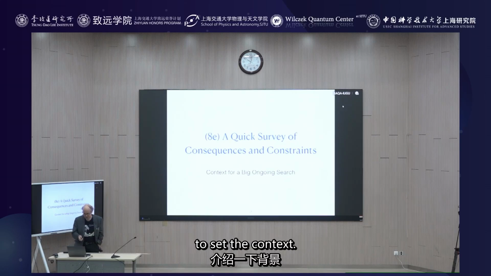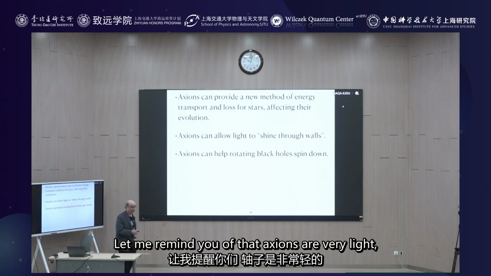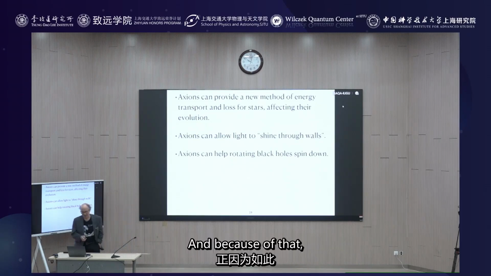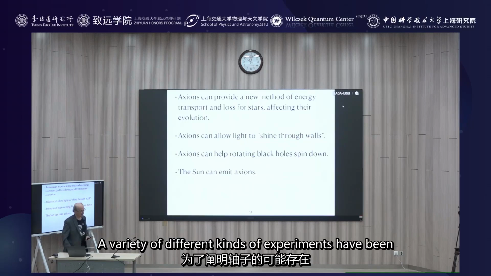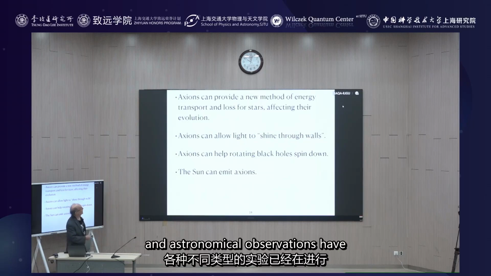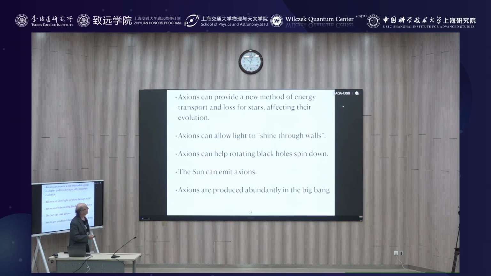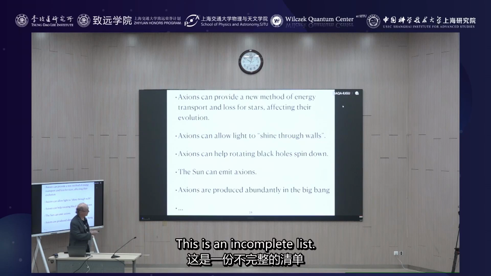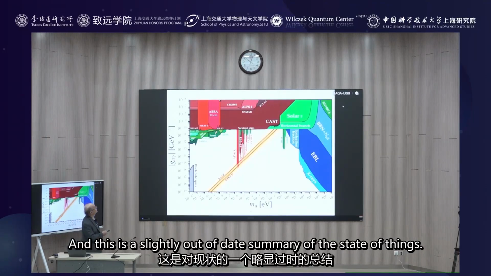To set the context, let me remind you that axions are very light but very weakly coupled particles, and because of that, they do unusual things, and a variety of different kinds of experiments, and astronomical observations, have been considered in order to shed light on the possible existence of axions. And this is an incomplete list. And this is a slightly out-of-date summary of the state of things.